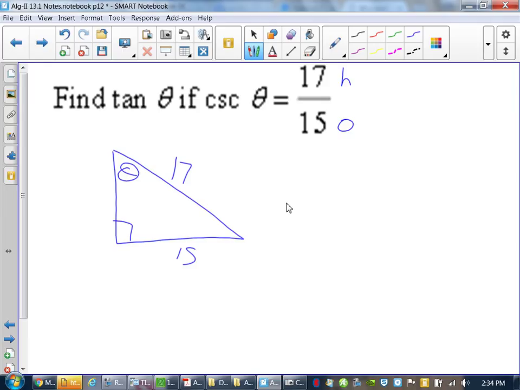Now, here, if I go back and I say, here's my opposite, what am I missing? I can do Pythagorean theorem, or do I recognize this? Oh, it's 8. It's very good. It's 8. It's a triple.